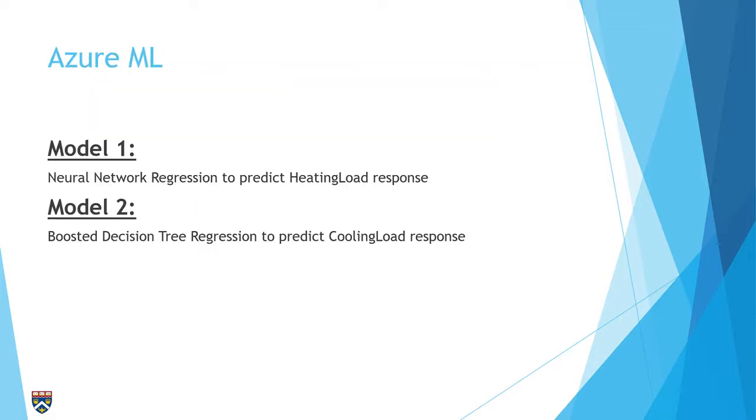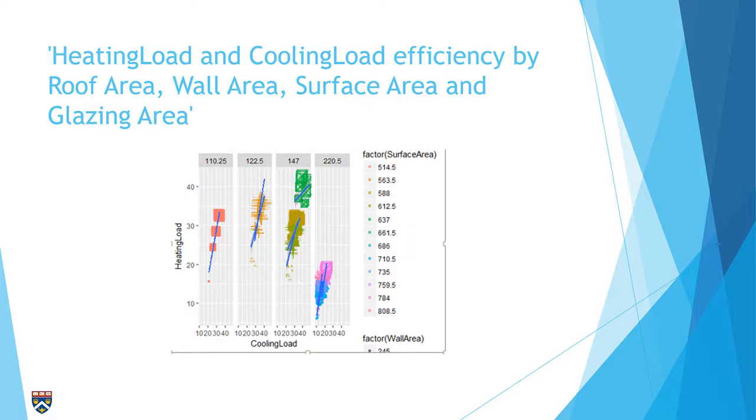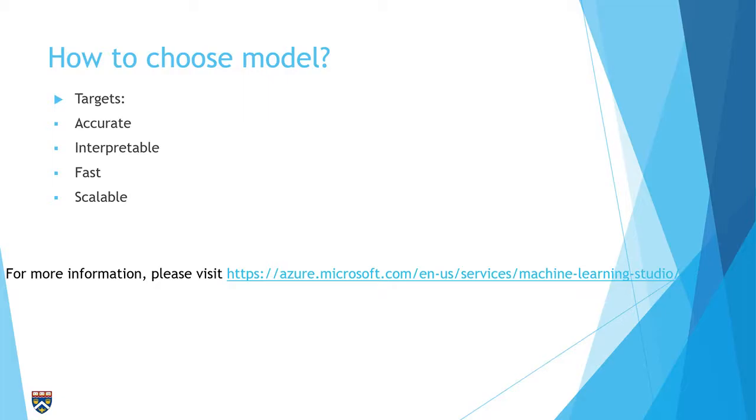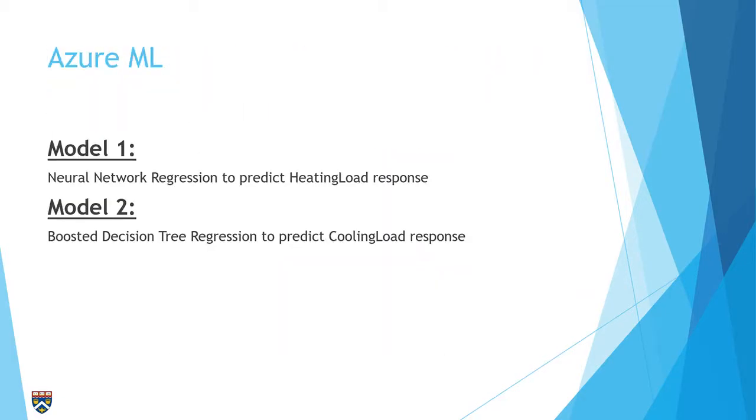I was supposed to have this slide right after this one, because this is a combination of roof area, wall area, surface area, and glazing area all combined to see how they respond together, correlated to the heating and the cooling. As you see, they have a positive correlation right there, so it tells that the heating load and cooling load have a positive relationship with roof area, wall area, surface area, and glazing area. All right, so now is when I do the Azure machine learning with the two different models.